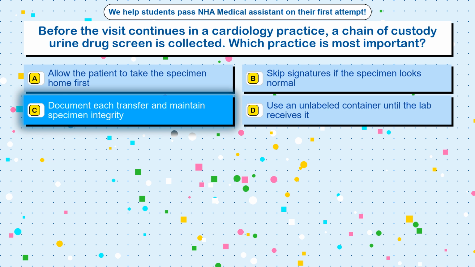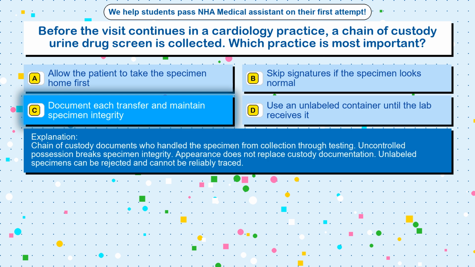The correct answer is option C. Document each transfer and maintain specimen integrity. Chain of custody documents who handled the specimen from collection through testing. Uncontrolled possession breaks specimen integrity. Appearance does not replace custody documentation. Unlabeled specimens can be rejected and cannot be reliably traced.